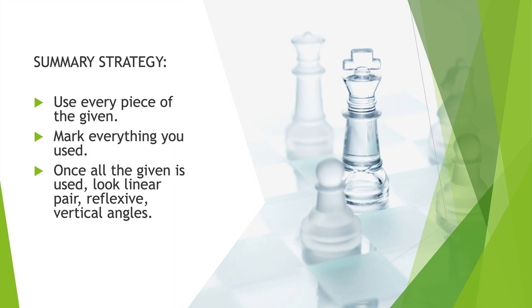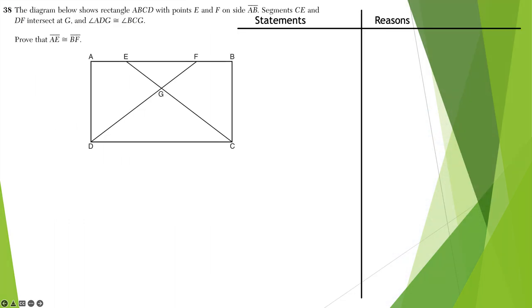Here's your strategy. Do not focus on the picture. Otherwise, you will become roadside pizza. Focus on the given. Okay, look at the picture. Great. Move on. Focus on the given. Focus on every single piece of that given and use it to your advantage. Once you use it, mark it as used. Once everything is used, then and only then do you begin to look at the picture and you look for linear pairs. You look for reflexive, you look for vertical angles, and whichever one you find, you use to your advantage. So let's try this one right here.